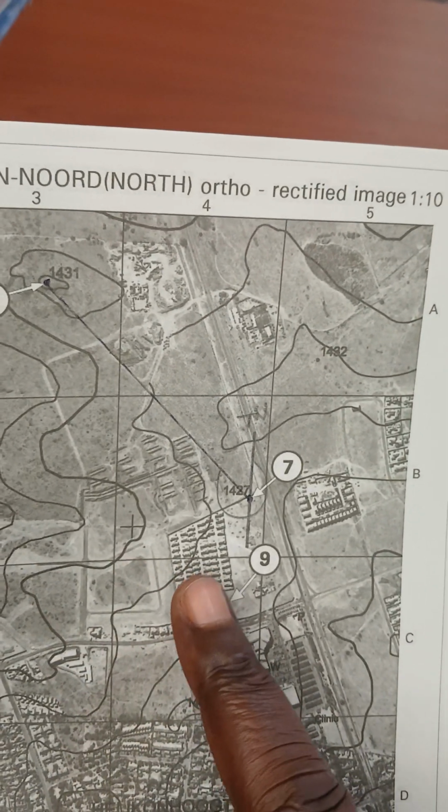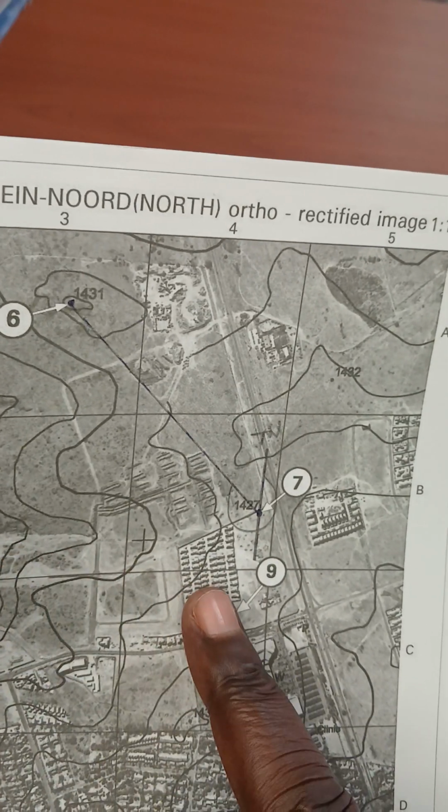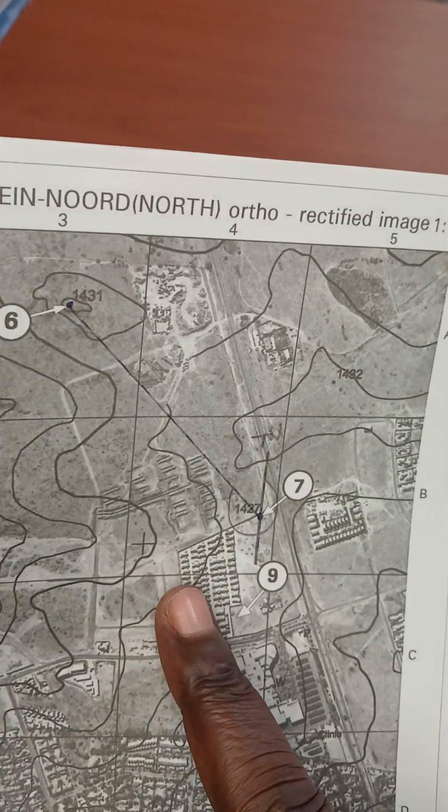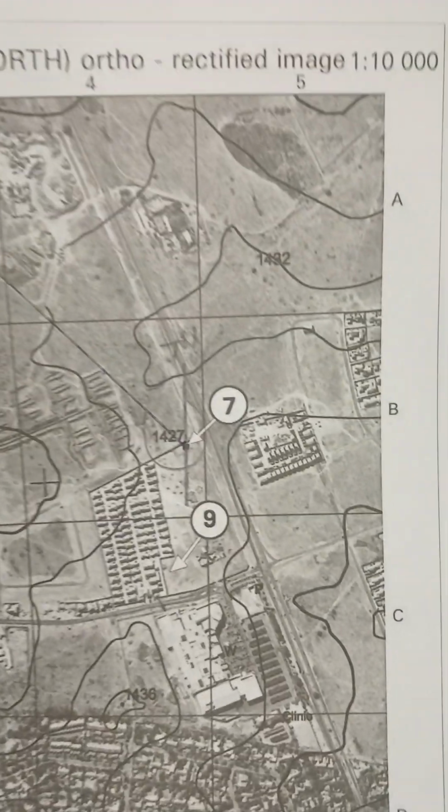How do you find out that? Because we are looking at how the contours are aligned. It shows that it is flat. So it's gently sloping, it's flat. It is also easy to lay out. That is the answer for that.